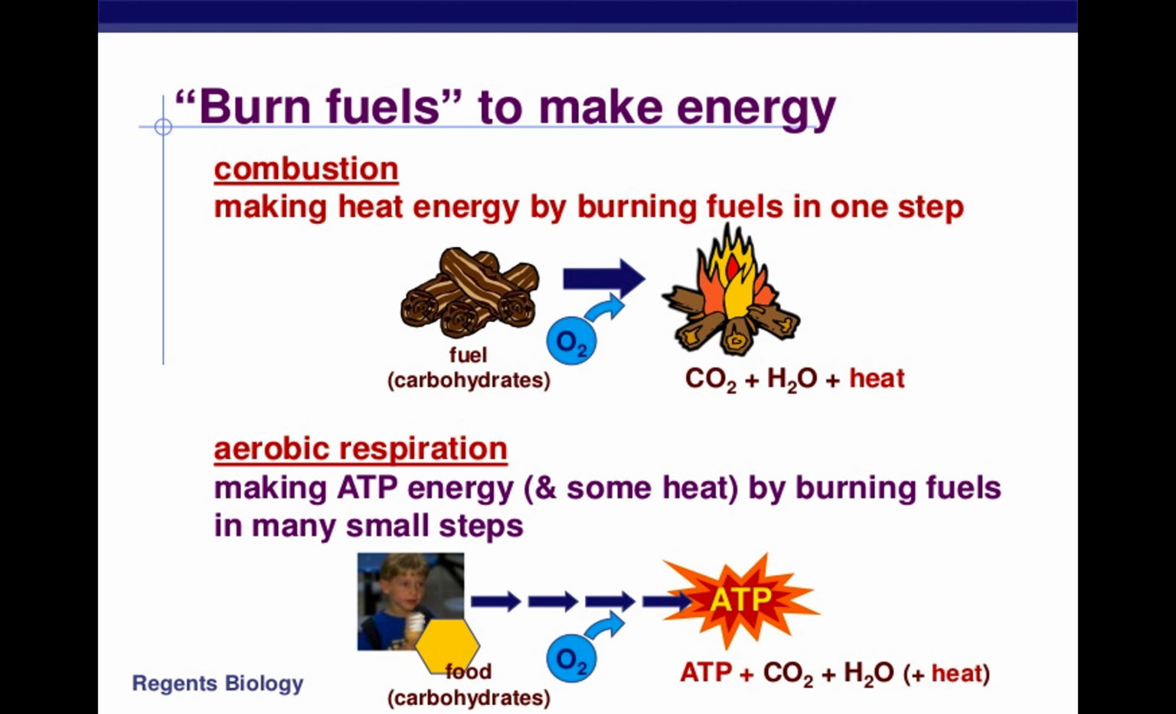So combustion, we make heat energy by burning fuels in one step. So here, fuel consists of carbohydrates, oxygen is input, and it results in carbon dioxide, water, and heat. Aerobic respiration, so aerobic meaning requiring oxygen, is a process through which ATP energy is made as well as some heat. And this is what our cells do to make energy. So food containing carbohydrates is used as well as oxygen, and it yields ATP, carbon dioxide, water, and then heat.